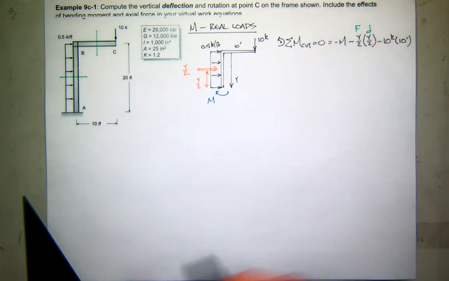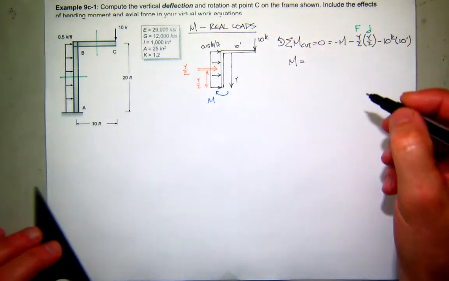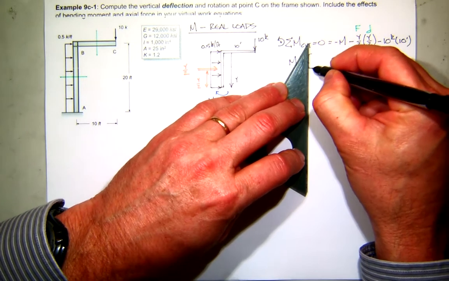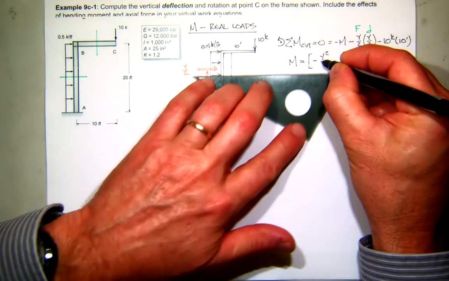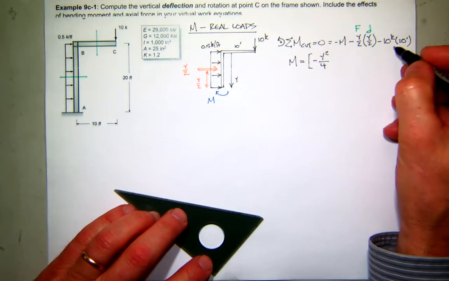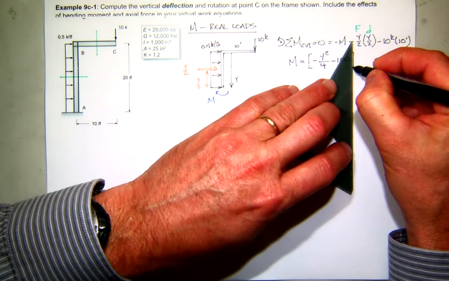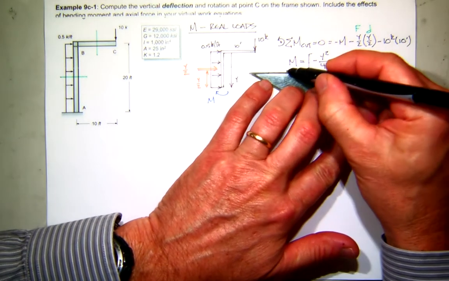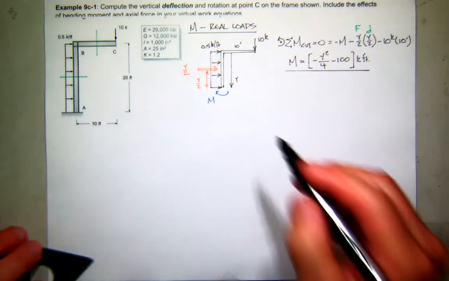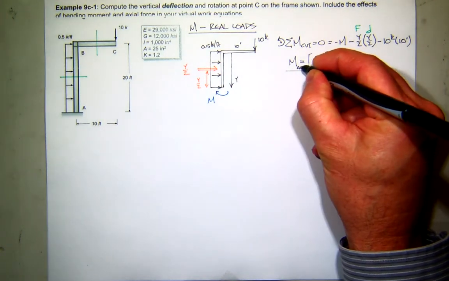That's interesting. So I should be able to solve for the moment. When I solve for the moment, what do I get? Well, it looks like this is going to be y squared over 4, and this is going to be minus 100. And that moment should have the units of kip-feet. So there's my moment equation in section AB for the real loads. And I'll even put the moment there, AB.